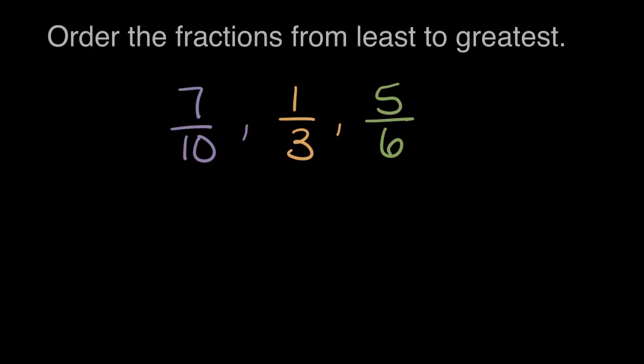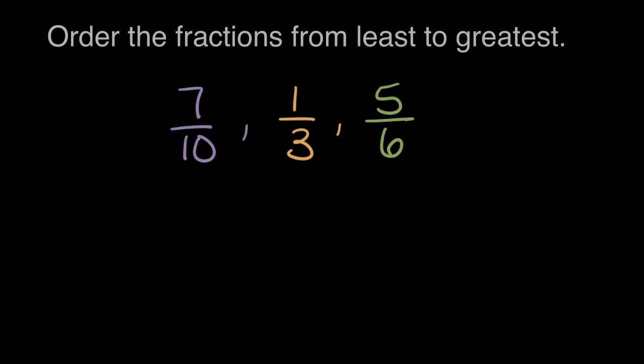Order the fractions from least to greatest. So we have three fractions, and we want to decide which one is the smallest, which one's in the middle, and which is the greatest. So one thing we could do is look at the fractions, think about what they mean, and then estimate.